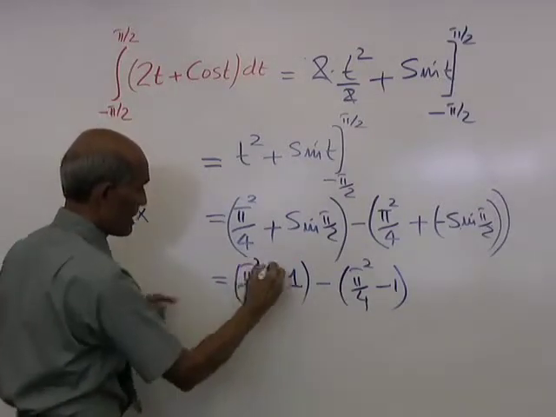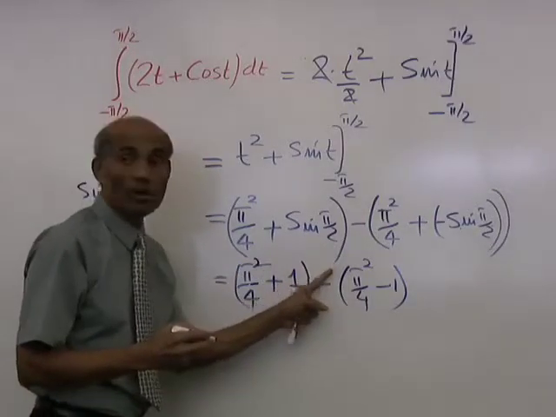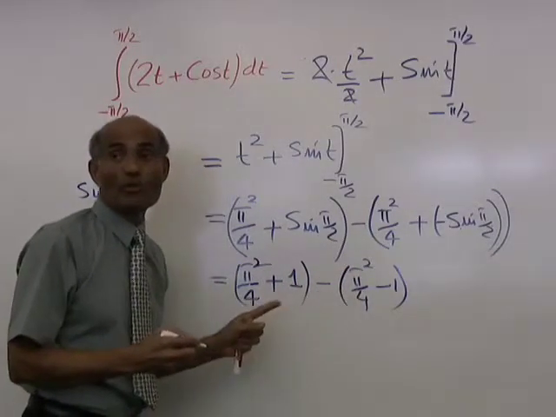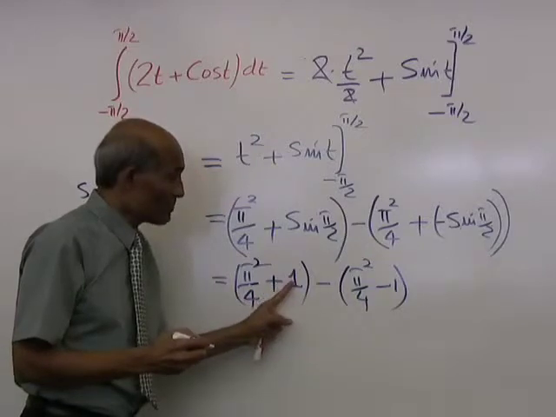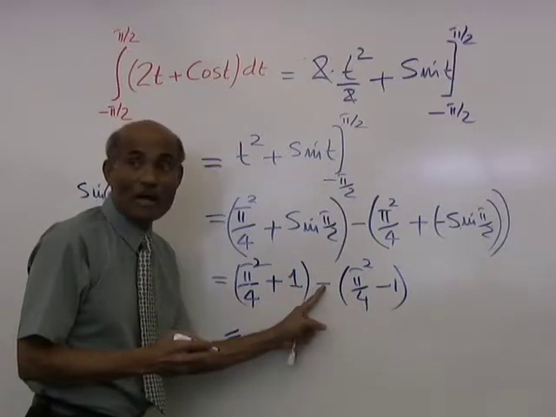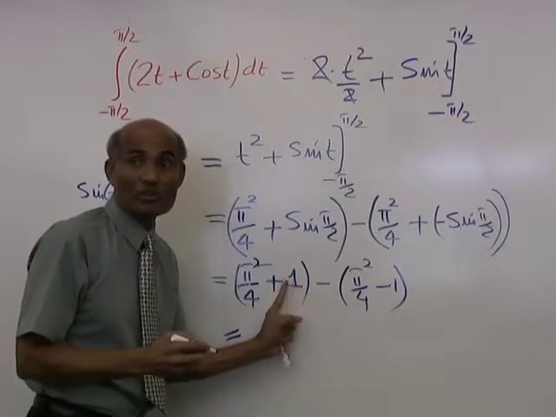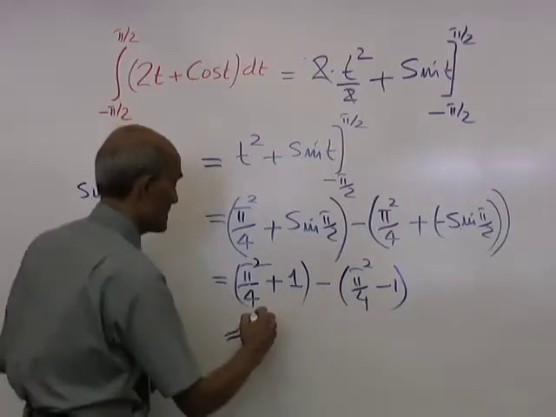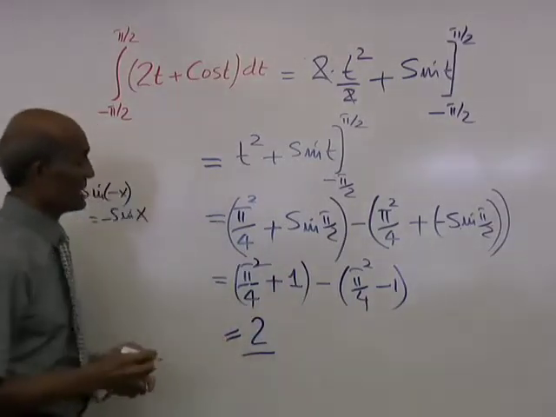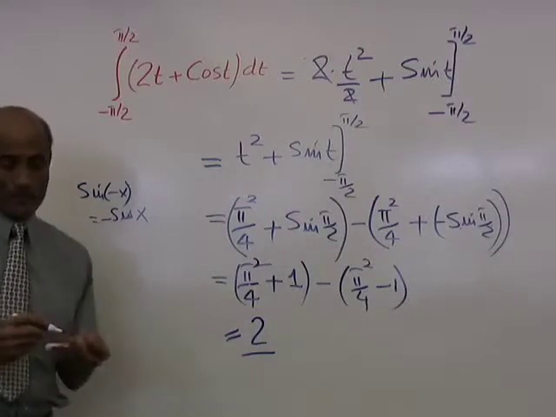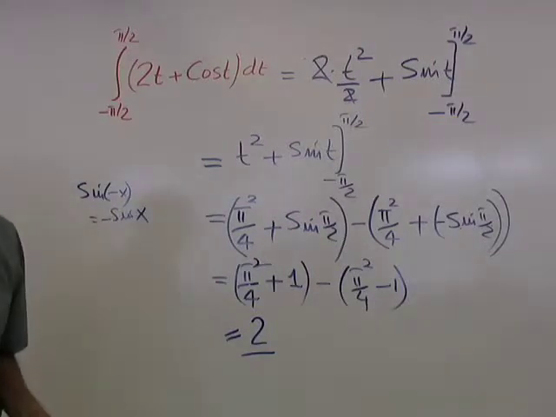This is pi squared. Pi squared over 4 minus pi squared over 4 will cancel. This is plus 1, look at this, minus becomes positive. 1 plus 1, so the answer here is 2. Alright? Very simple.